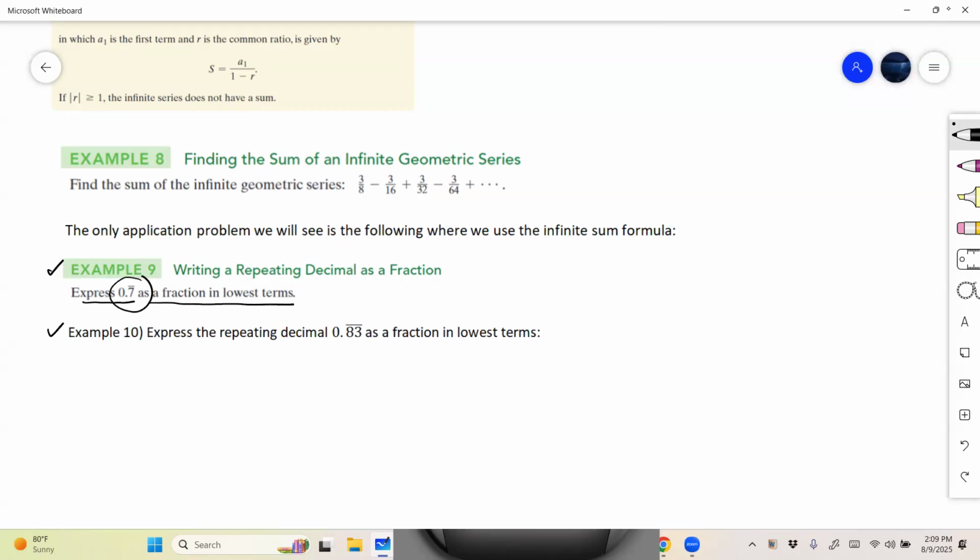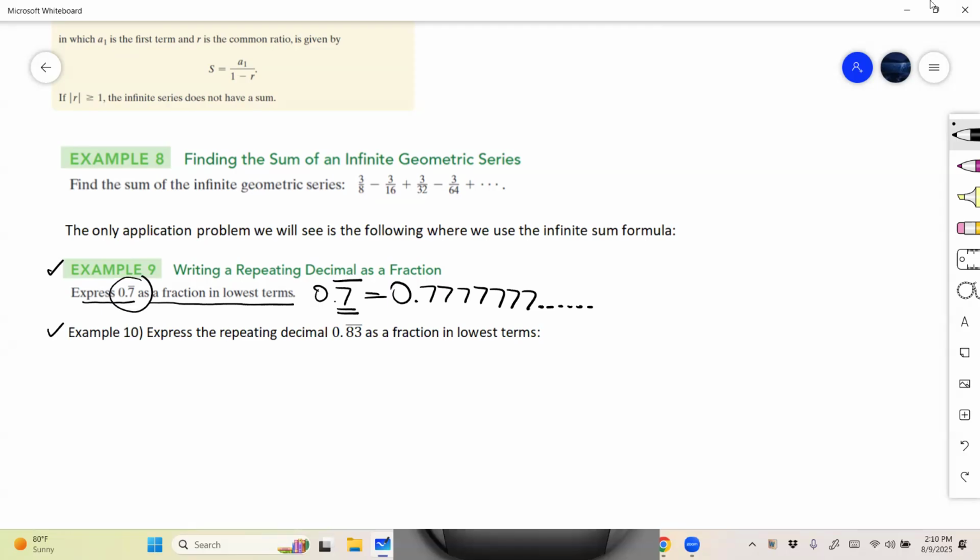Now, notice that the 0.7 has a bar on top. So that bar indicates that the digit 7 is repeated forever. Okay? It doesn't stop. Now, so the first question is, how do I proceed? Now, we have to notice that this is a geometric sequence, and if we add the terms, it becomes a geometric series. So this is the expansion.